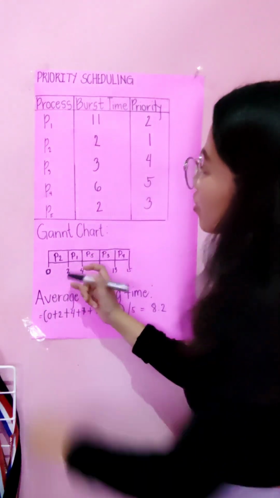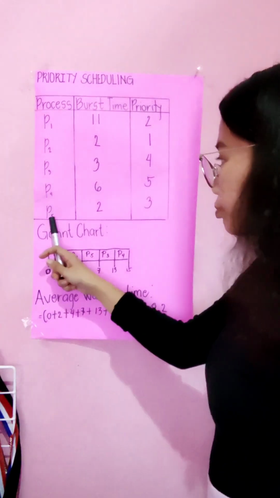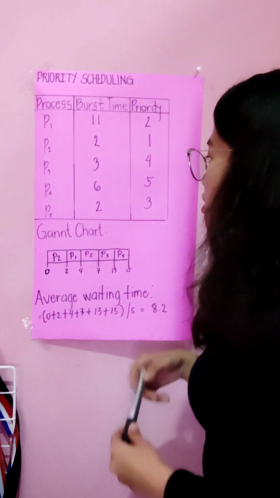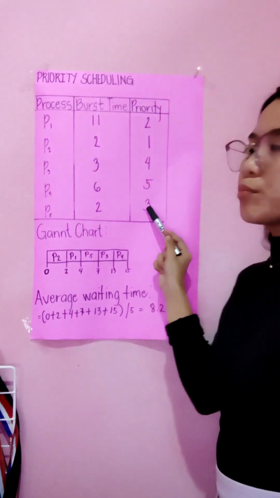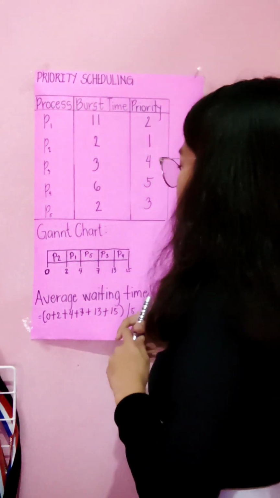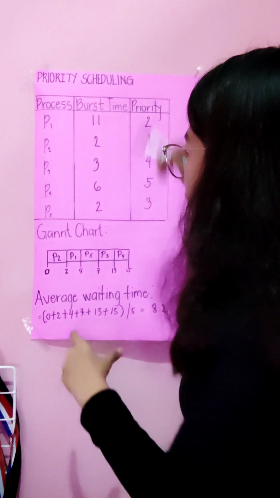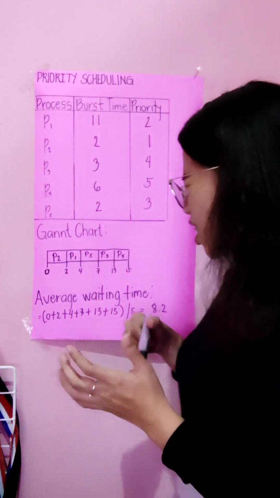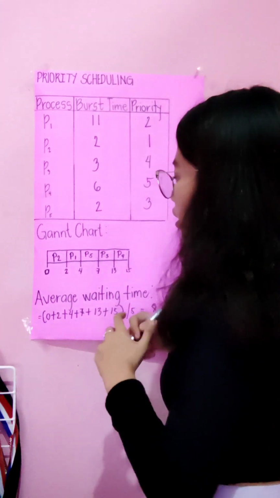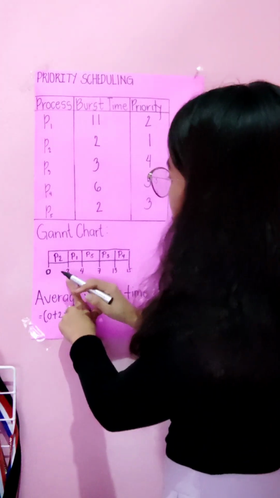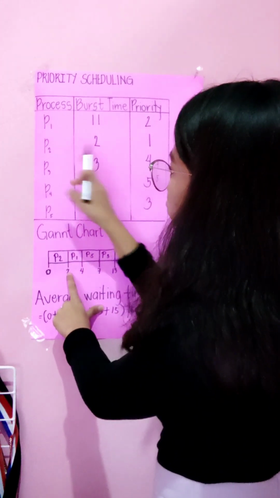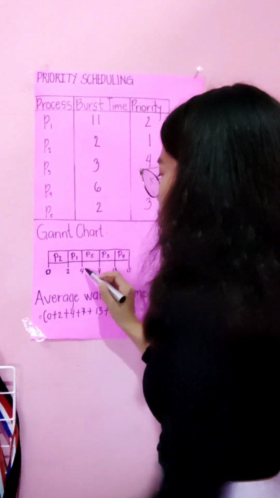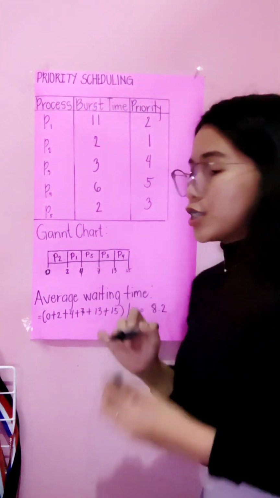Then P5 is the third priority number. It has a 2 burst time, which is the waiting time. Then I just add the burst time of P2 and the P5. So the answer is 4.